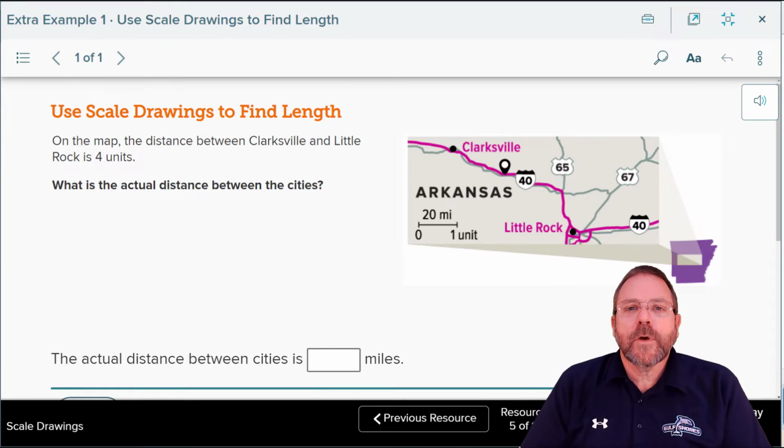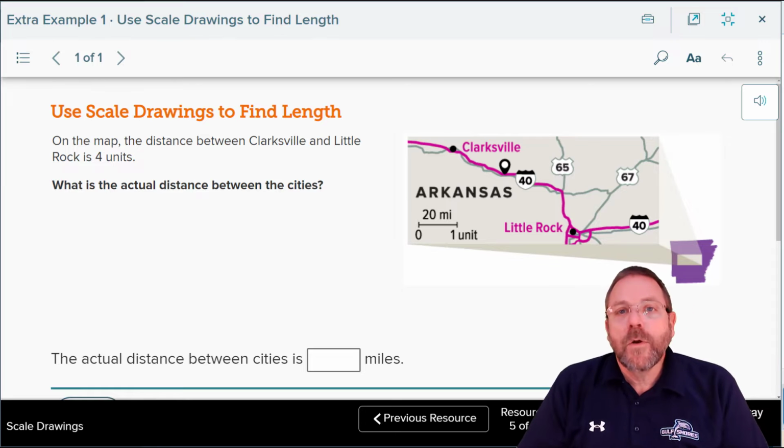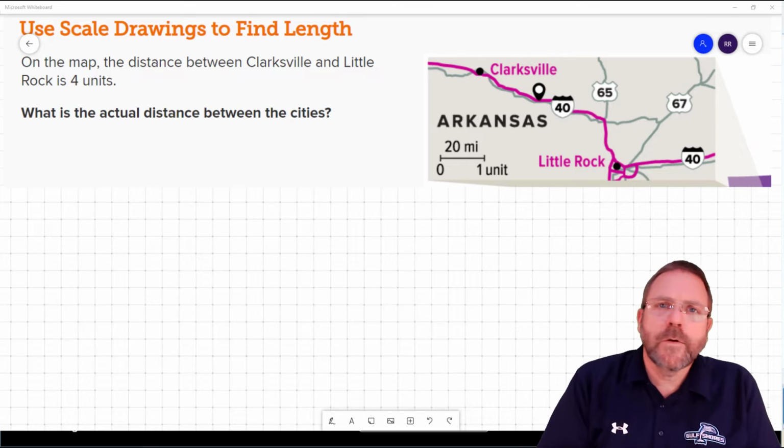Now it's your turn to try to do the same thing. I do want you to set up a proportion, solving this distance between Clarksville and Little Rock, knowing that that distance is 4 units on the map. Go ahead and do that now. How did it go for you?